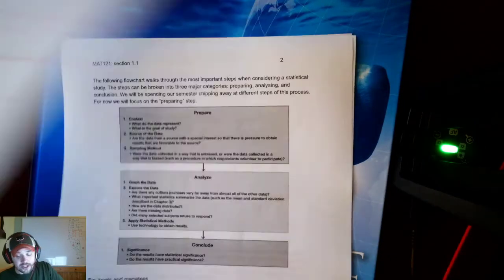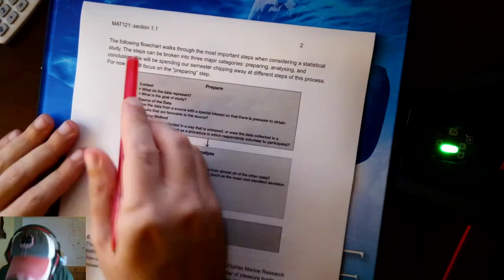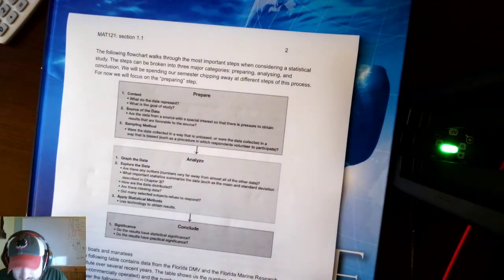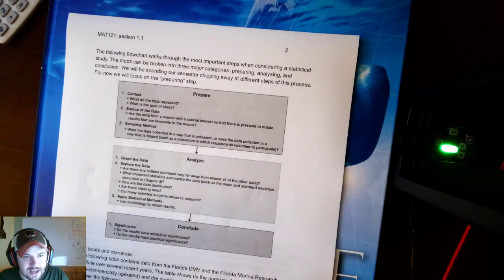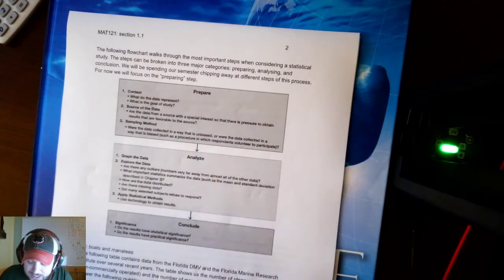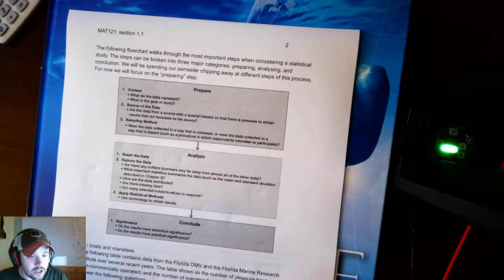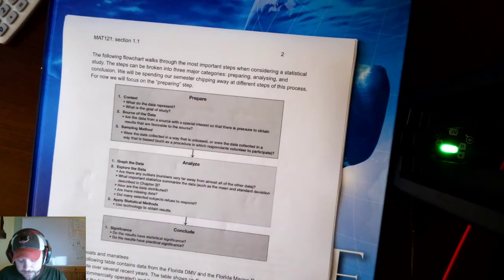Now, that first page, a little bit writing heavy, right? It's all definitions. Second page, kind of the opposite. Almost no writing in this page. So more of a listening sort of exercise, right? The following flowchart walks through the most important steps when considering a statistical study. The steps can be broken into three major categories: preparing, analyzing, and conclusion. Those are the three big steps: prepare, analyze, conclude. We will be spending our semester chipping away at different steps of this process, but for now we're going to focus on preparing. That'll be our first focus, and then we'll make jumps to the other ones as we transition through the semester.